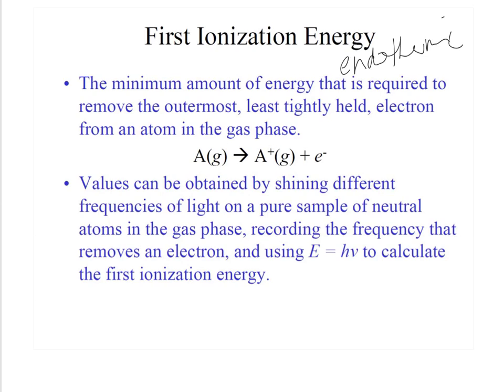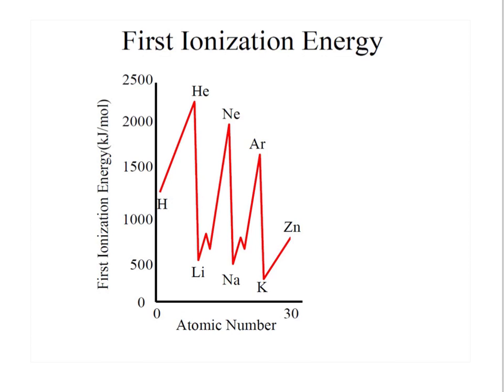If all ionization potentials have positive values, right? So it's endothermic. If the energy was released, the value would be negative. Okay, this is first ionization atom energy data for a few elements, and this data tells us two things.